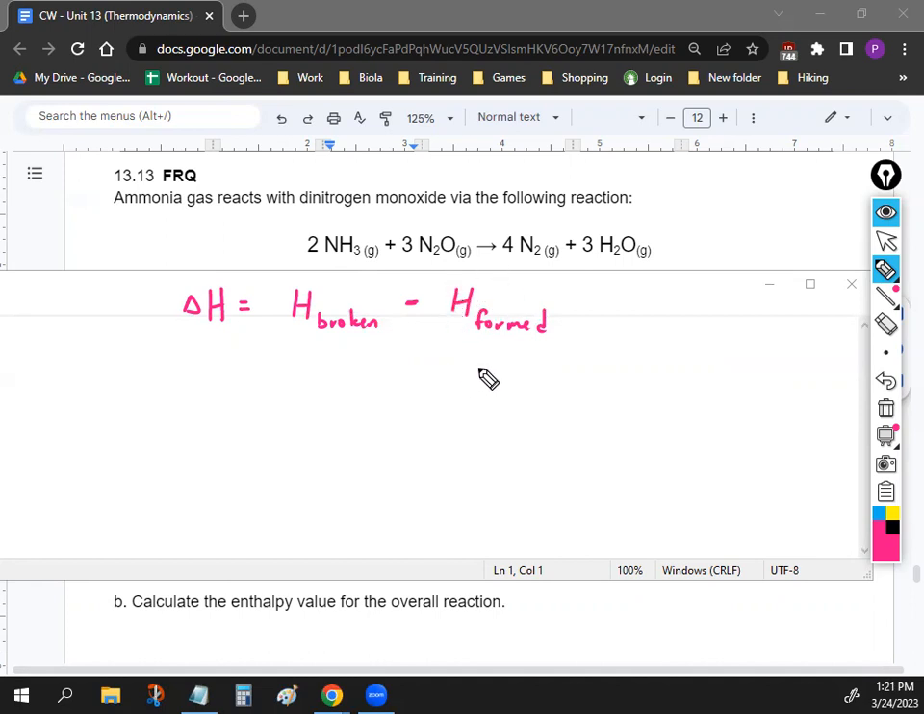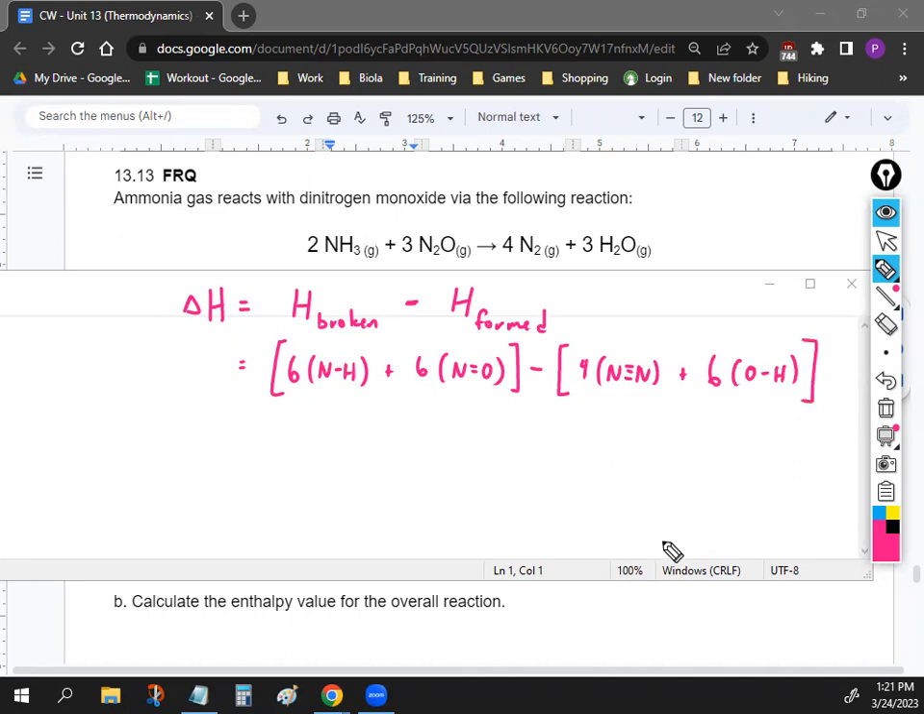Let me just briefly go through it. I don't have the structures up here, but you can double check with your pictures. You should calculate that there were 6 N-H bonds, and then there were also 6 N-O double bonds. Everybody good with that? And then all you're going to do is subtract 4 N triple bonds, plus 6 O-H bonds. Then all you had to do was plug in the values from the chart.